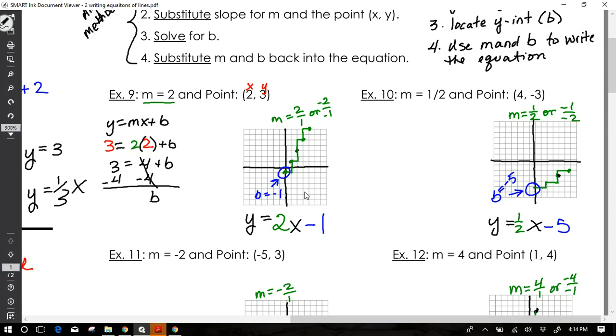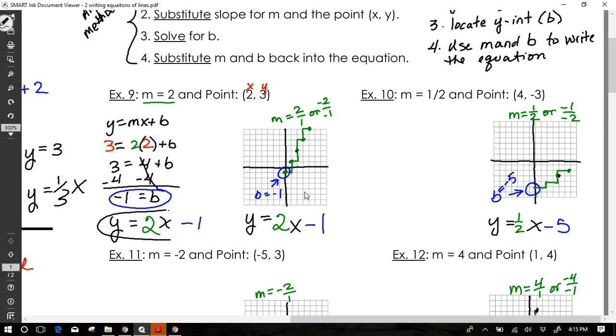And now I have b equals -1. And so I have discovered my y-intercept. So the very last step is to plug the m and the b back into the original y equals mx plus b equation. So my slope is 2 and my y-intercept is -1.